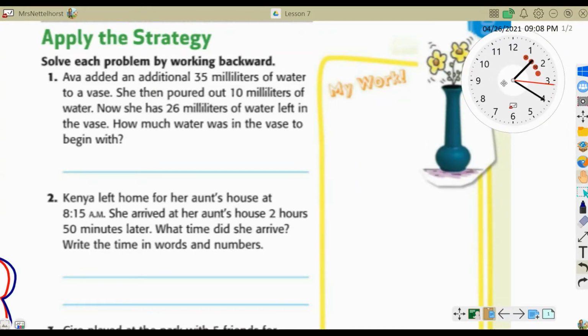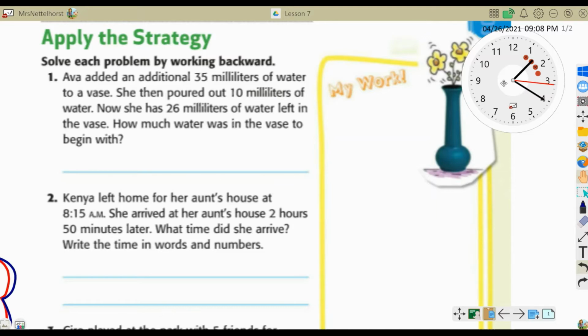Okay, Ava added an additional 35 milliliters of water to a vase. She then poured out 10 milliliters of water. Now she has 26 milliliters of water left in the vase. How much water was in the vase to begin with?